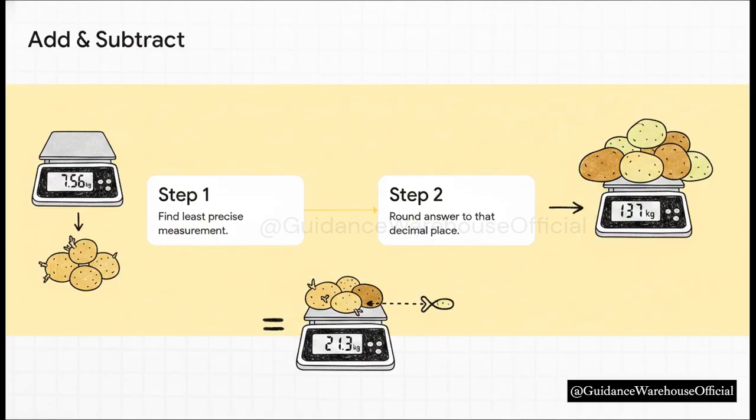You get 7.56 kilograms on one scale and 13.7 kilograms on another. When you add them up, because 13.7 only goes to the tenths place, it's your weakest link. Your final combined answer must round to the tenths place, giving us 21.3 kilograms. The math always rounds to the weakest link.